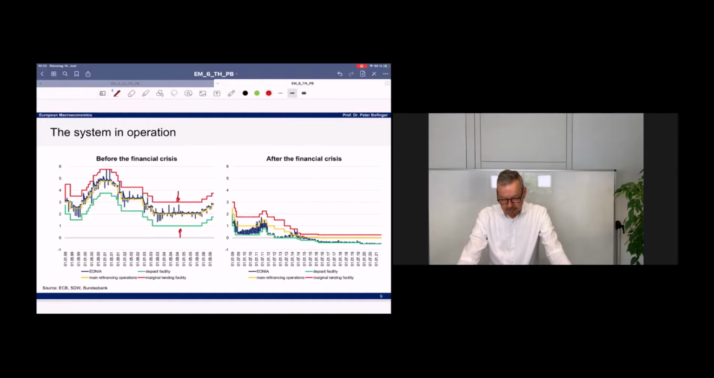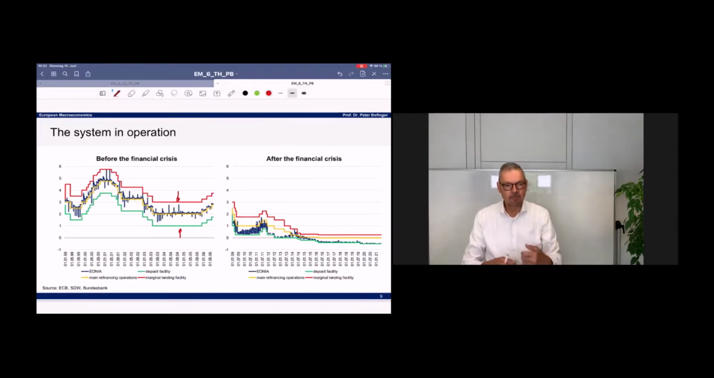And you can see that with this system, a perfect control of the EONIA was not possible. So EONIA was sometimes higher, sometimes lower. And this is due to the fact that this main refinancing operation has a 7 days maturity. Sometimes they have a 14 days maturity.